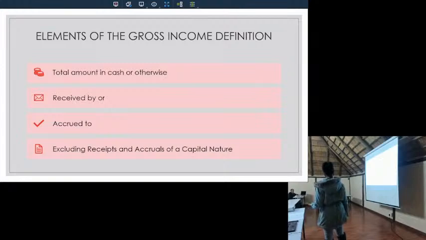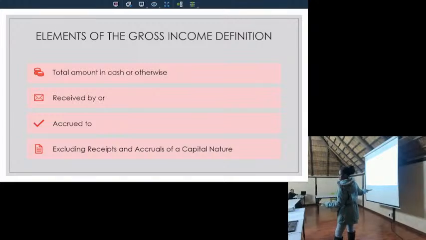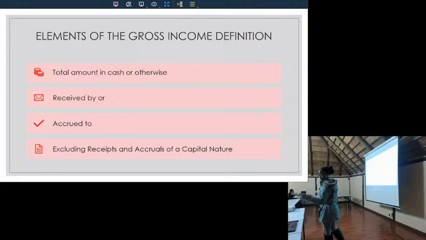Here's another thing. All the requirements will be met except for one or two. So look for that element that is vague. You can find that an amount has been received, so we can't discuss receipt by because it's clear, it's there, right? But is it of a capital nature? That could be your missing element. So we use case laws that relate to amounts that are of a capital nature to conclude whether we should include it in our gross income or not.